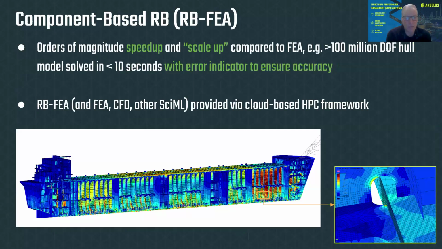All right, so this is what an example RBFEA solution looks like. Here's a structural model. As I said, this is an offshore ship type structure. The model has more than 100 million degrees of freedom if you solve it with FEA. But with RBFEA, we're able to solve it in 10 seconds, with the error indicator evaluated as part of those 10 seconds. So we solve it in 10 seconds, even though it's a huge model, and we have guaranteed accuracy through the error indicator.